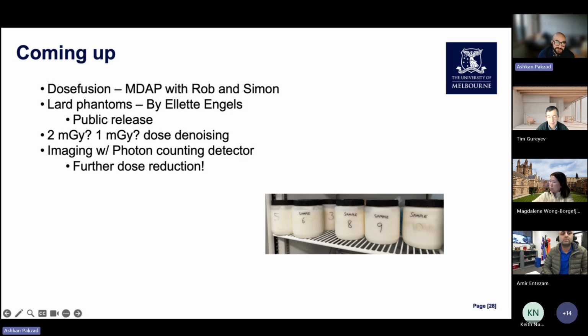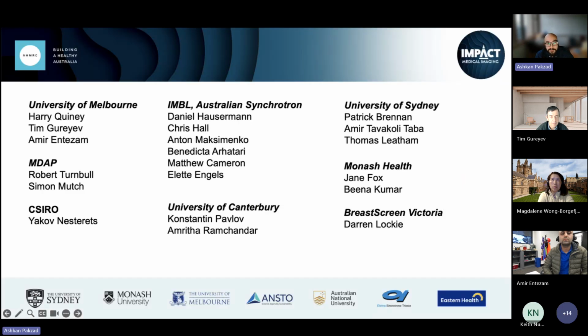And of course, with the images coming in with the new photon counting detector, where there'll be an even further dose reduction, I'll be very interested to see what we can achieve there. And of course, many people are involved in this work. And so I want to say thank you so much to colleagues across IMPACT and beyond.